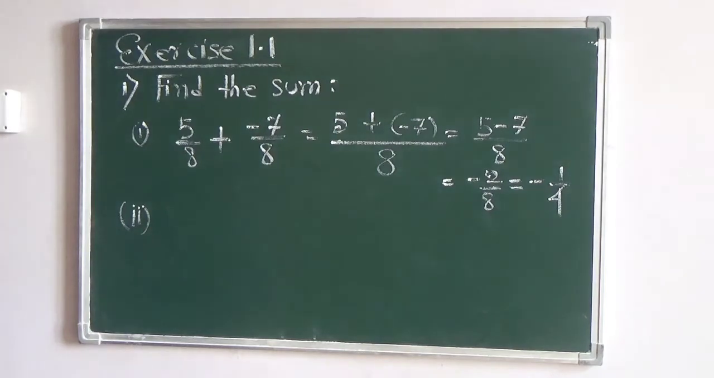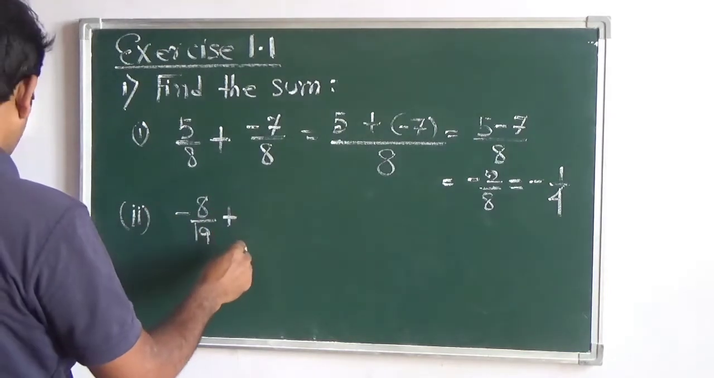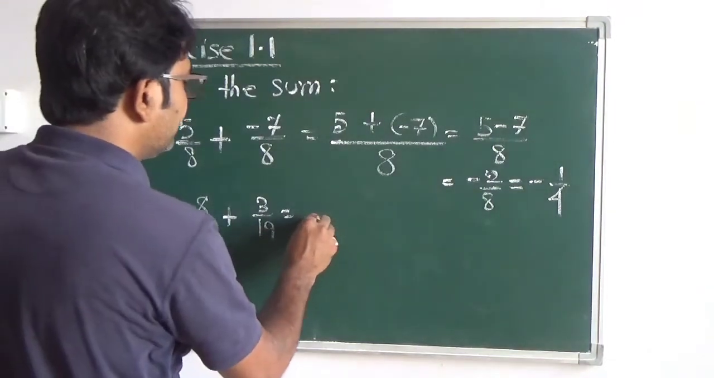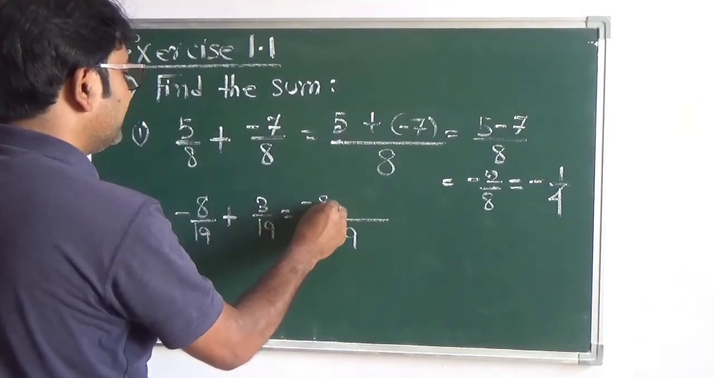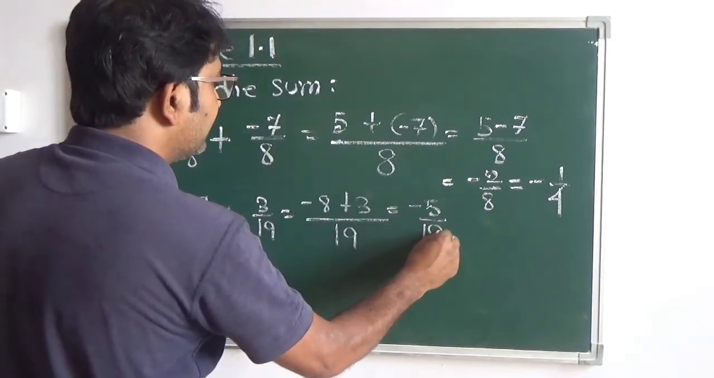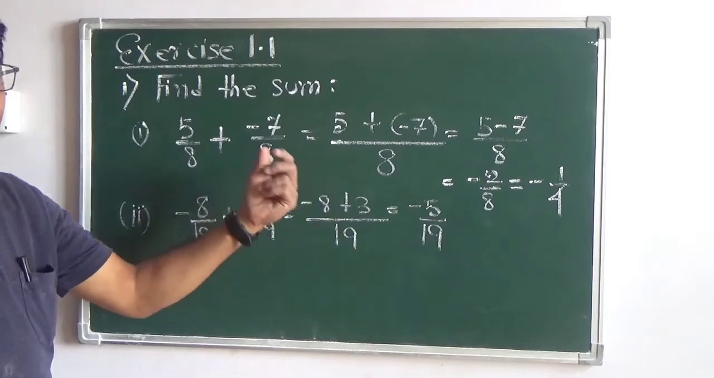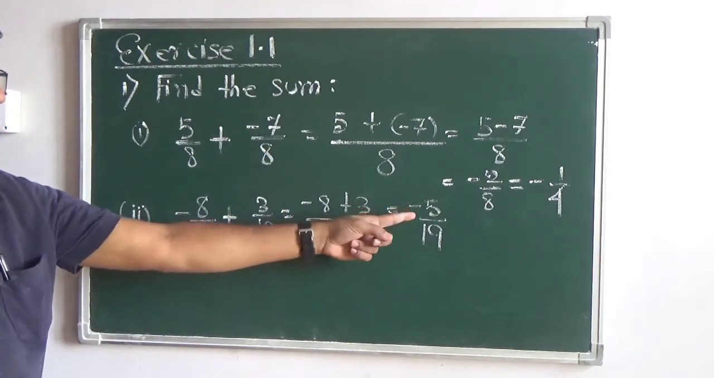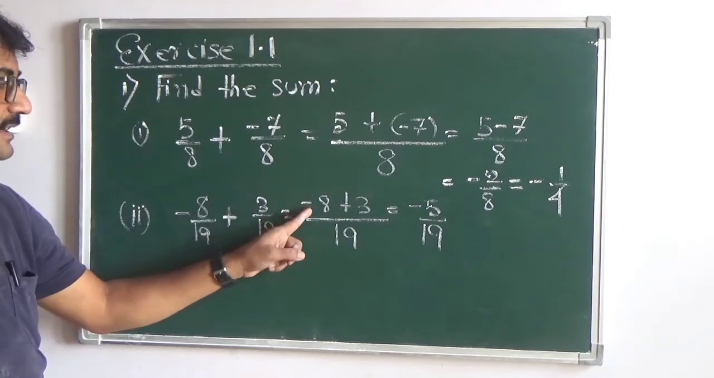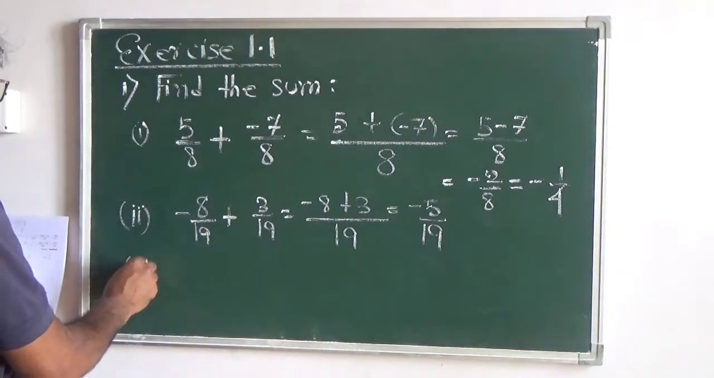Move on to the second part: minus 8 by 19 plus 3 by 19. Since the denominators are the same, the LCM remains the same, that is 19. We write minus 8 plus 3, and that is minus 5. When there is one negative sign and one positive sign, you have to subtract, but the sign will be the sign of the bigger number. Here 8 is the bigger number and the sign linked with 8 is negative, so the answer will be negative. It is very important to note. This is a common type of mistake you commit.